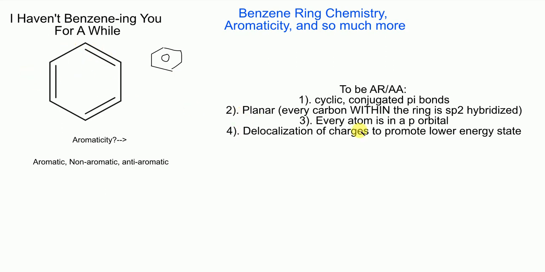Planar, right? So planar meaning everything's sp2. Every atom is in a p orbital. That's kind of a given. If you have these other things, it's a given. I haven't seen really many examples where you have all this and this is not also true.